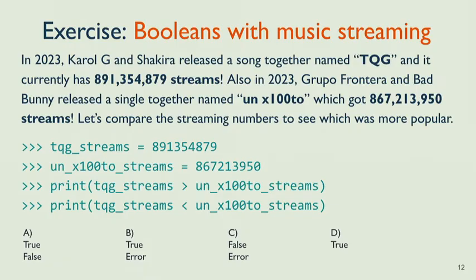Okay? So we have this, the TQG streams, and we have the 1% streams with the two numbers. First we print that, and then we print that. What's going to be the answer?